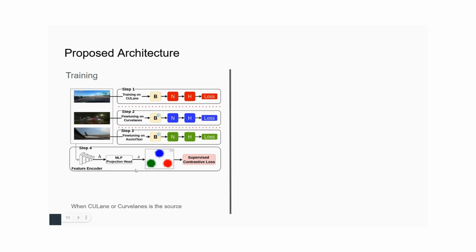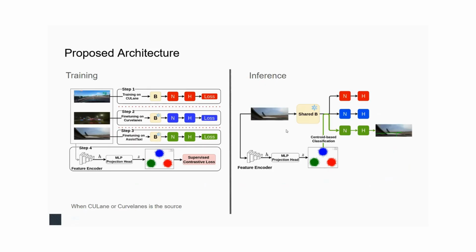And in step 4, we train the classification model using supervised contrastive loss. During inference, the input is passed through the shared backbone, and those features are routed through the corresponding model's branches using centroid-based classification from our supervised contrastive learned model.